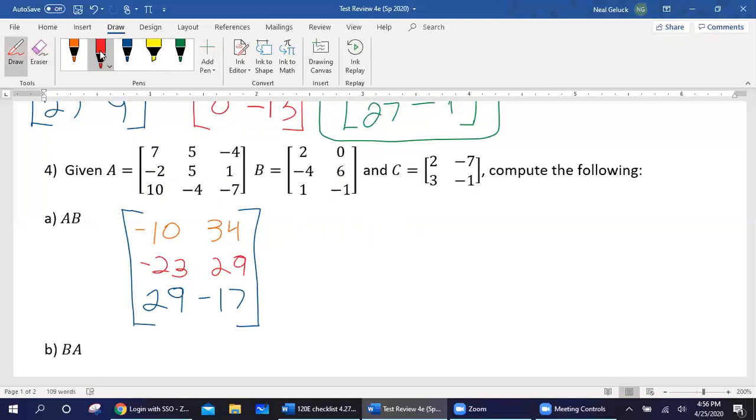For the next problem, it wants b times a. Again, I have to first check, can I do it? B, 3 by 2. A, 3 by 3. The middle numbers don't match. The columns of the first and the rows of the second don't match, so this is not possible.